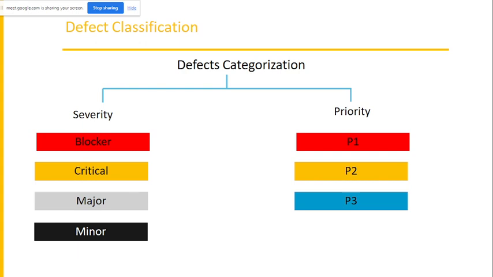Any defect you are going to identify as a test engineer, for those defects you should be specifying the severity, and you should be specifying the priority.